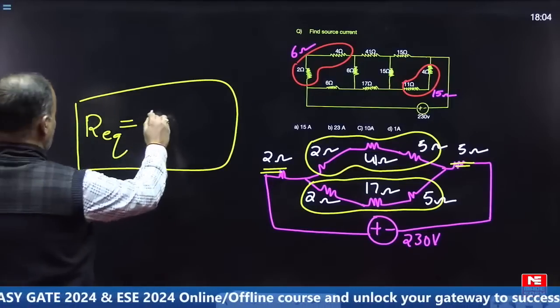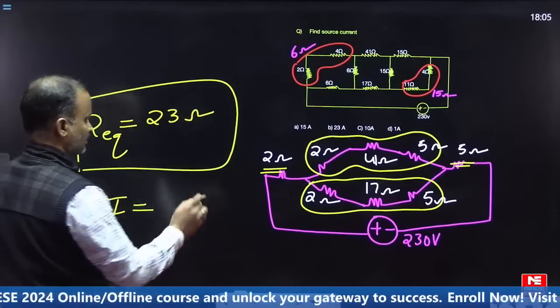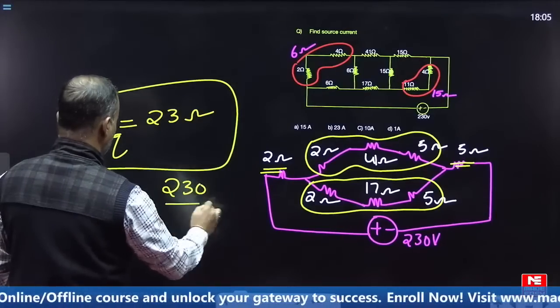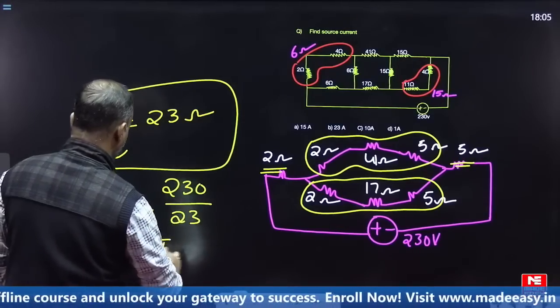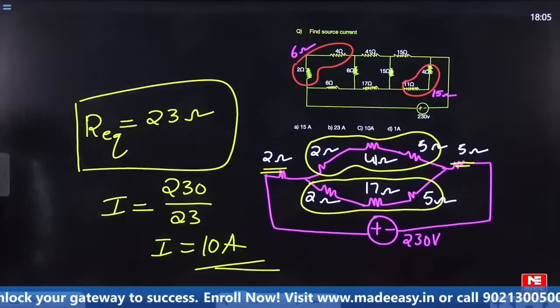Very good. The equivalent resistance is 23 ohms. Now what is the requirement is the source current. Source voltage is 230, so 230 by 23. Then I equals 10 amperes. Very good. Many students gave the reply.